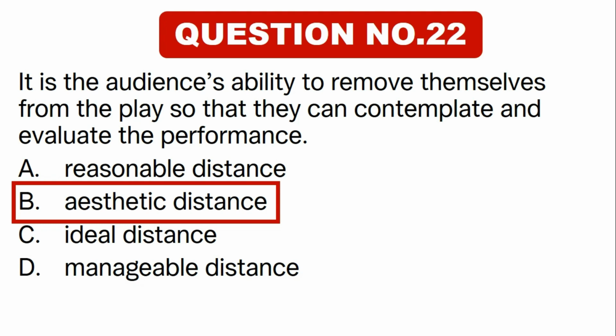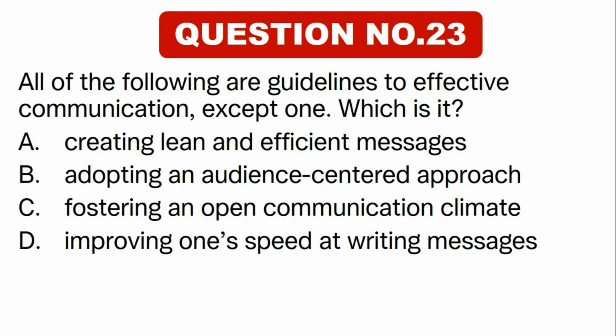23. All of the following are guidelines to effective communication except one. Which is it? A. Creating lean and efficient messages. B. Adopting an audience-centered approach. C. Fostering an open communication climate. D. Improving one's speed at writing messages.